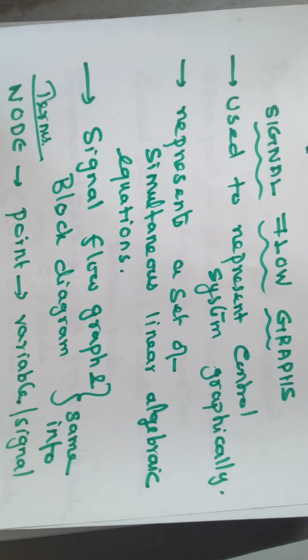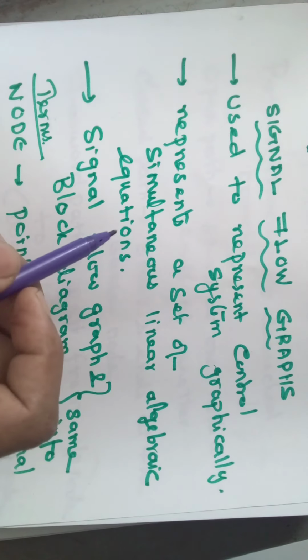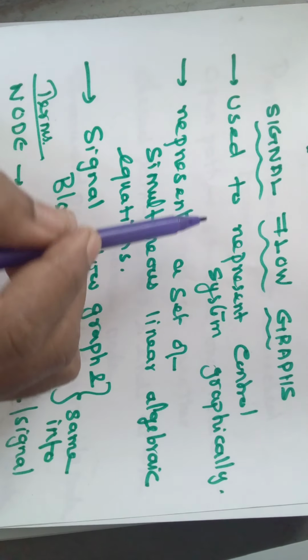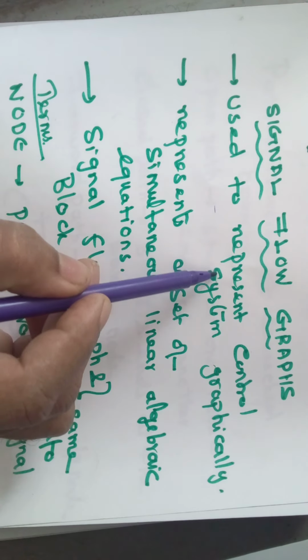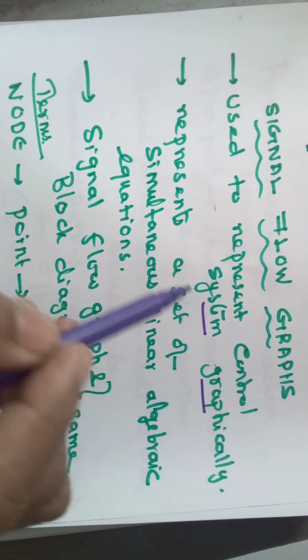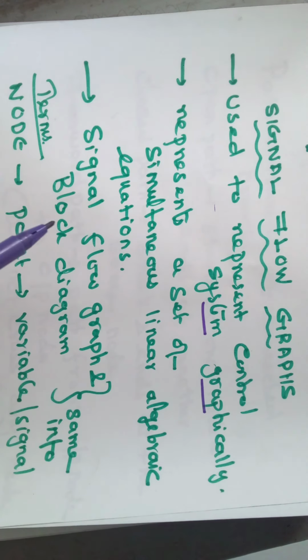So today in this lecture we are going to see about signal flow graphs. So what is a signal flow graph? A signal flow graph is used to represent a control system graphically, in a graphical manner. We have already discussed block diagram reduction and block diagram representation.